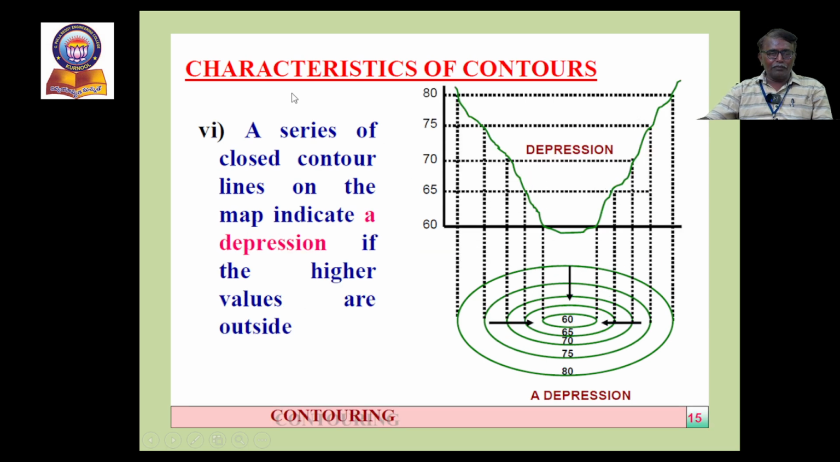Next, the reverse of it is a depression. If the contour lines are closely spaced together, with a lower value at the center and higher values at the edge, it represents a depression. You can see on the graph also, the depression is like this one. The projection of these points will give the contour lines.